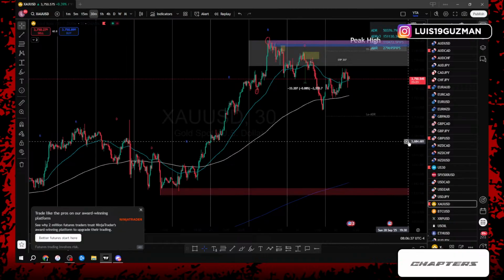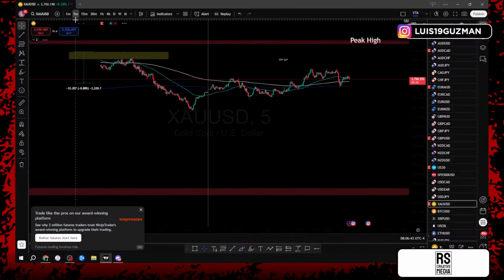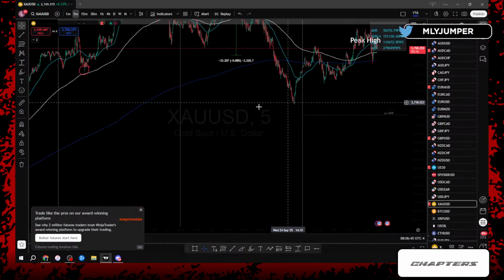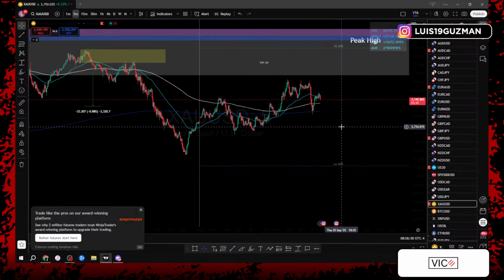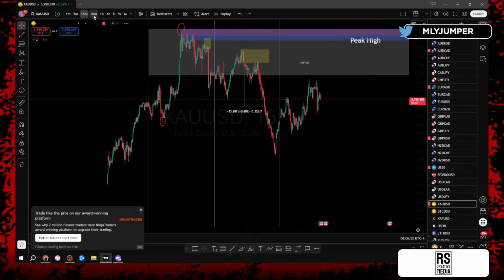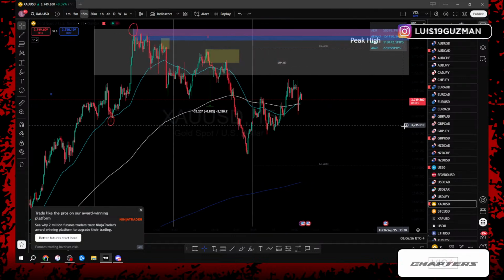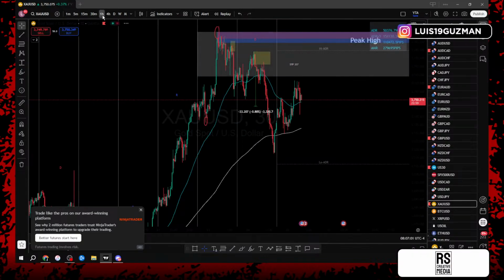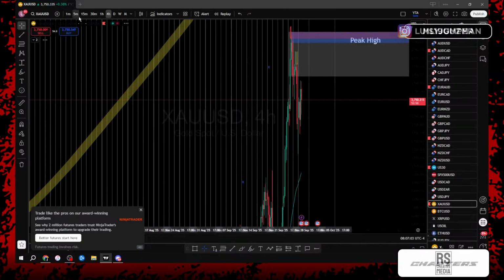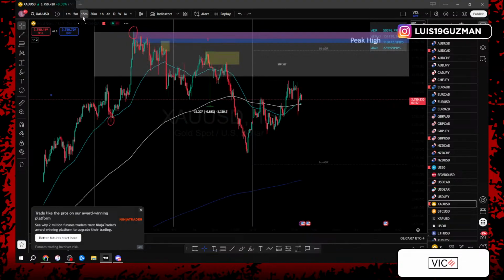And then gold, still just sitting here. Could give us a nice little 15-minute engulfing candle as well. We'll keep an eye on gold for now.